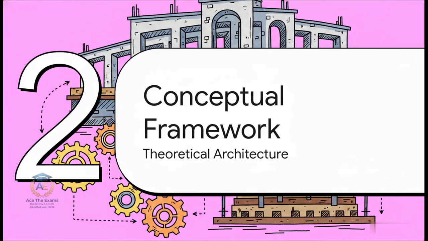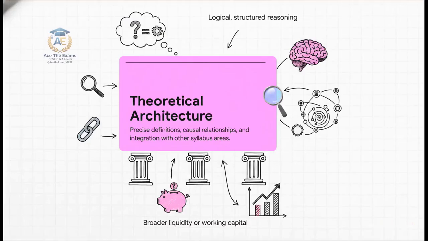Moving right along to Section 2, core conceptual framework, the theoretical architecture. The theoretical architecture of partners' capital and current accounts really rests on three main pillars: precise definitions, causal relationships, and integration with other syllabus areas. The absolutely crucial point to remember here is this: accounting doesn't happen in a vacuum. Principal examiner reports continually highlight that candidates who reference cross-topic connections end up achieving significantly higher marks.